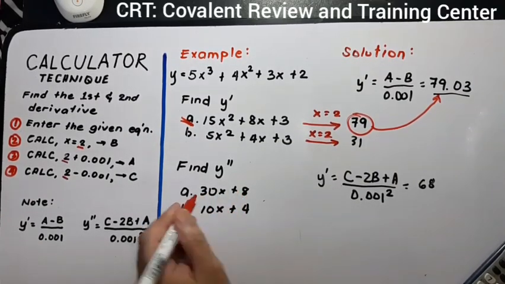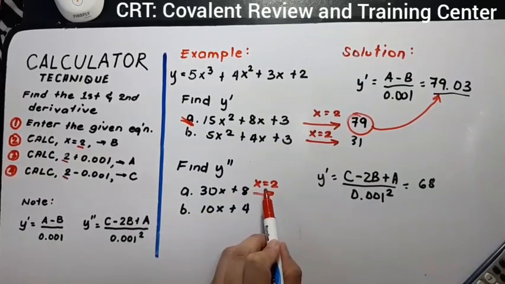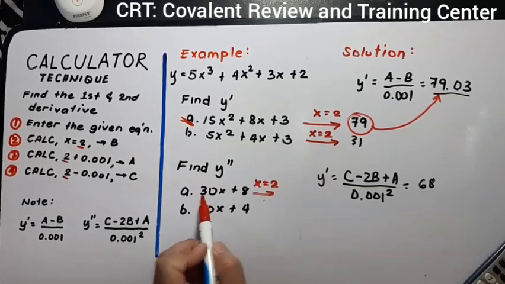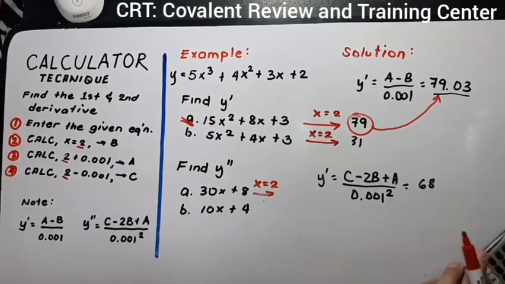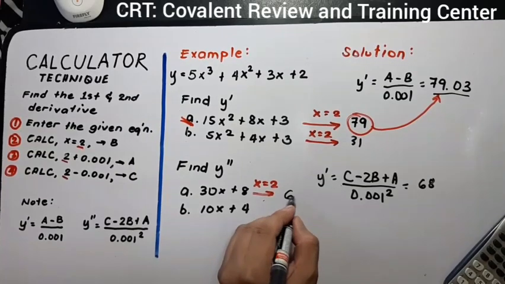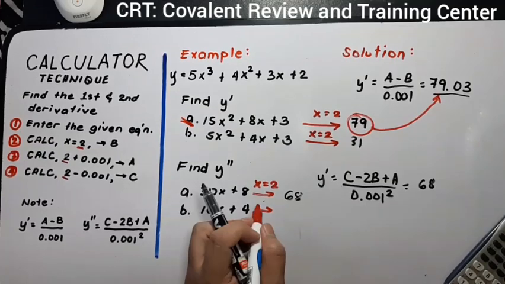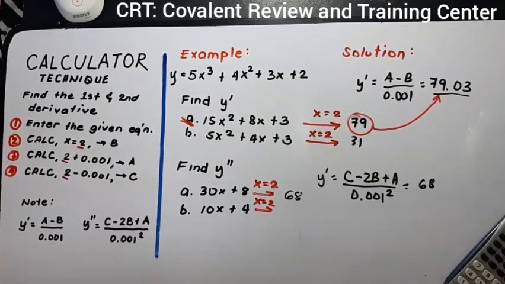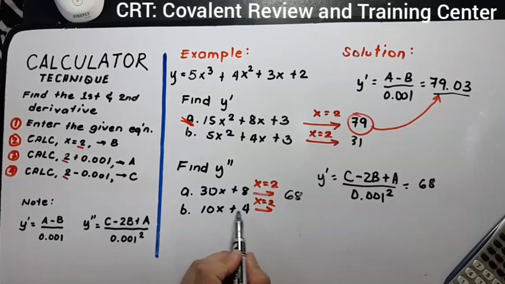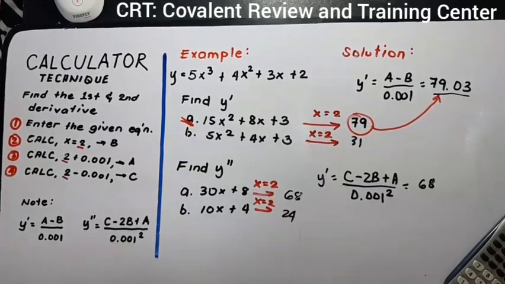And then we will use x equals 2. Then we will use this to substitute here in the choices A and B. So it is very obvious here when x equals 2, this is 30 times 2, 60 plus 8. Then for letter B, if x equals 2, this is 10 times 2, 20 plus 4, this is 24. Therefore, the answer here is letter A because it gives 68.